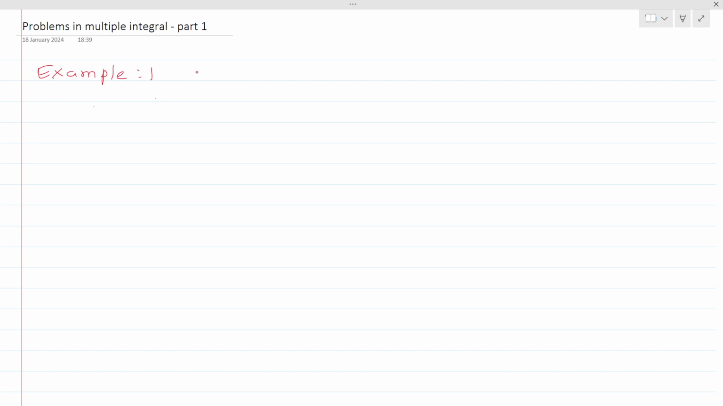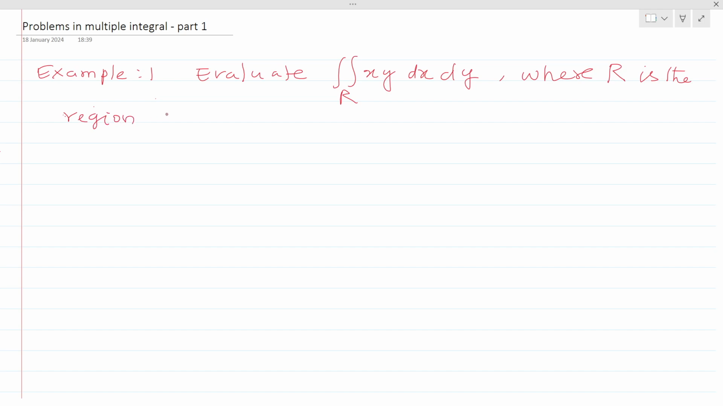Example 1. Evaluate double integral over the region R xy dx dy, where R is the region bounded by the line x plus 2y equal to 2 lying in the first quadrant.